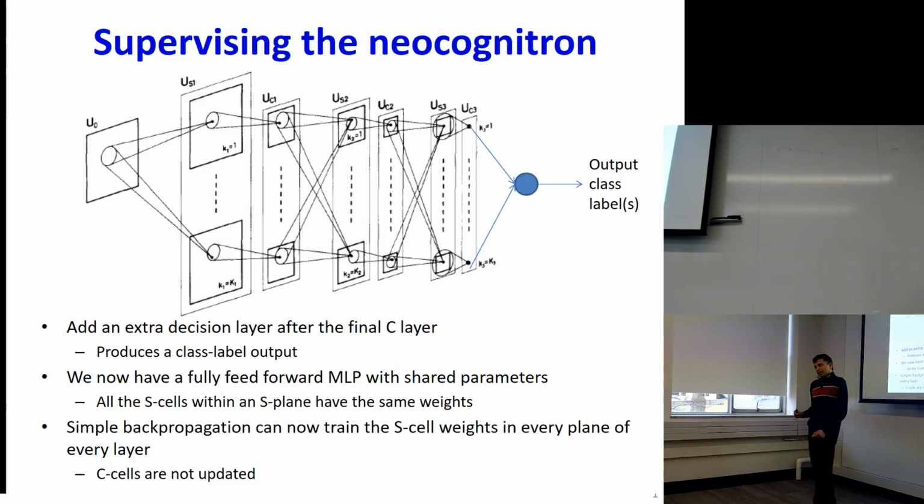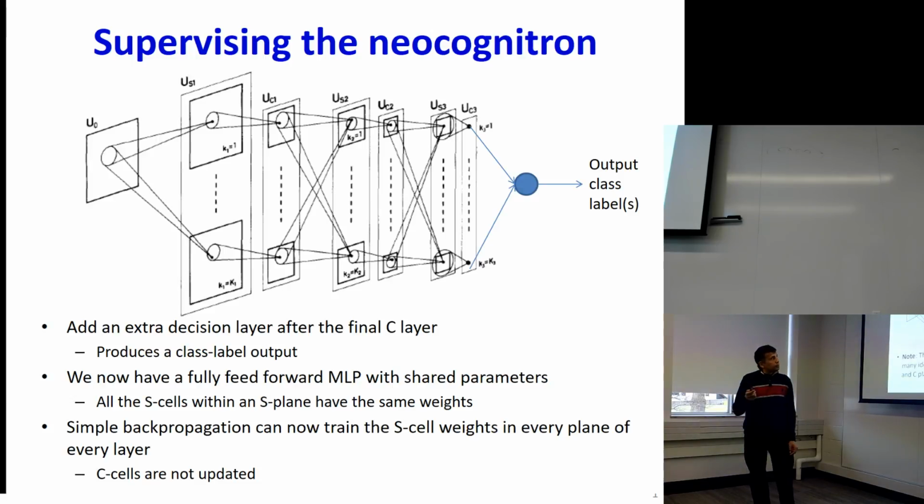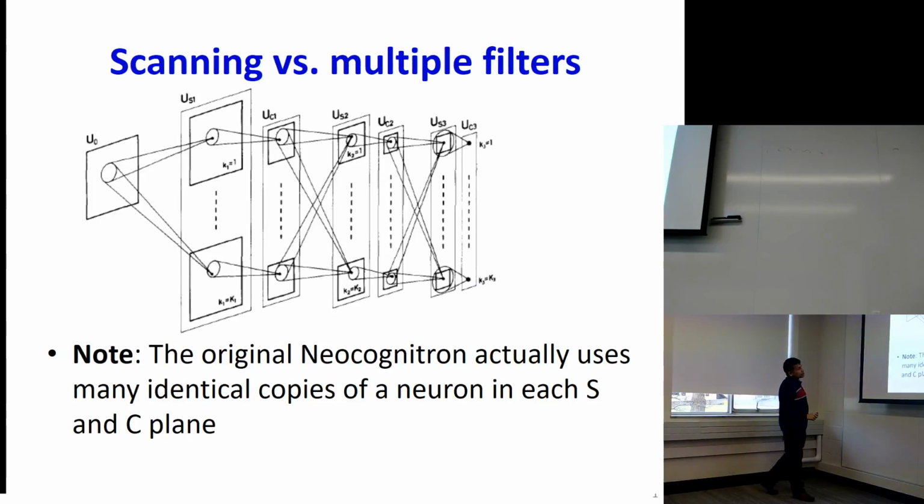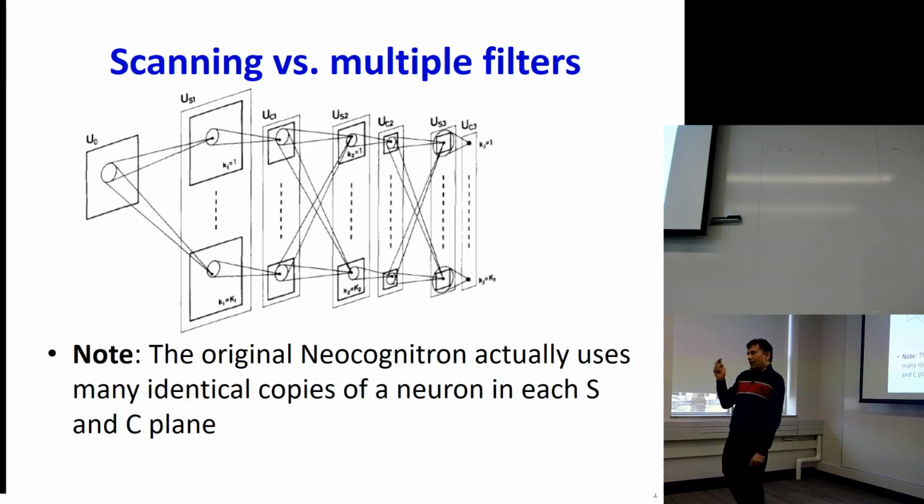You're not going to be training the C cell weights, right? Now, once again, remember, the S cell was actually responding to inputs from the previous layer. The C cell was simply performing a max over groups of cells from the S layer, right? So note that the original neocognitron actually uses many identical copies of a neuron in every S and C plane. So this goes back to what we were saying in the last class. The structure that the whole model was built upon was literally built upon multi-layer perceptrons of neurons with shared parameters, right?